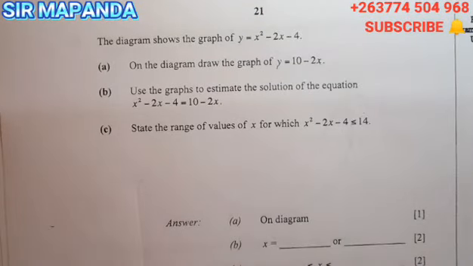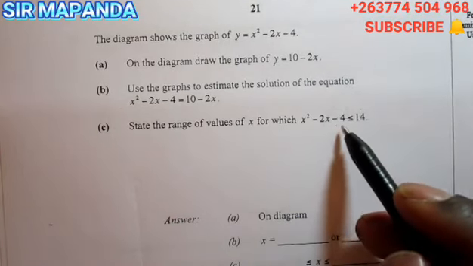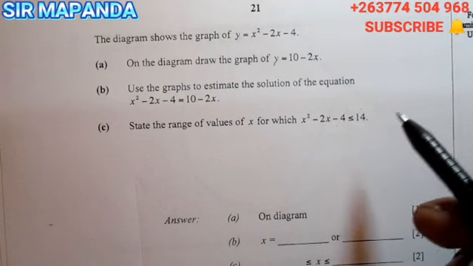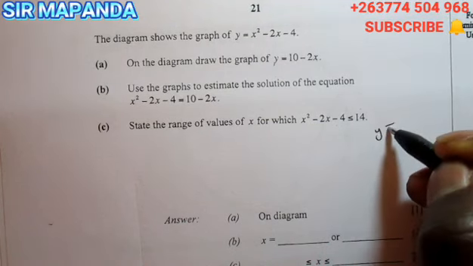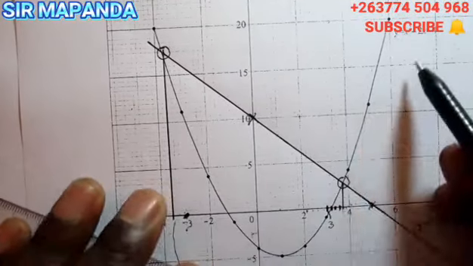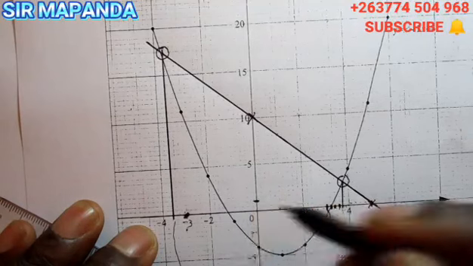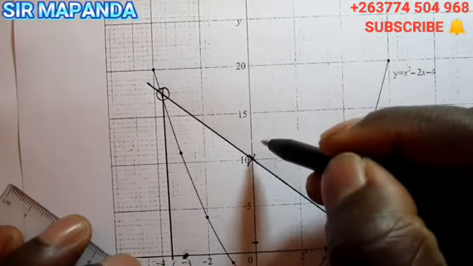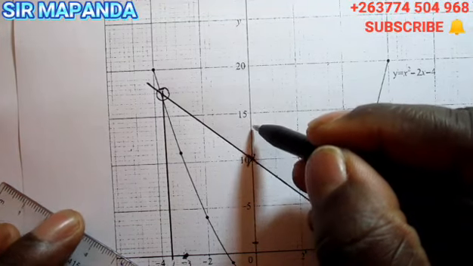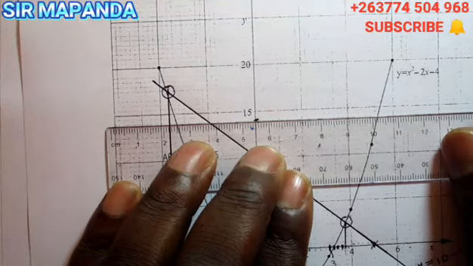Right, we move on to part C. It reads, state the range of possible values for which x squared minus 2x minus 4 is less than or equal to 14. So you start by drawing the line y is equals to 14. So 14, remember the vertical axis is using 5, 10, 15, 20. So for vertical axis, 2 small boxes represents 1. So 14, you must have 8 small boxes. So you leave 2 small boxes before 15.